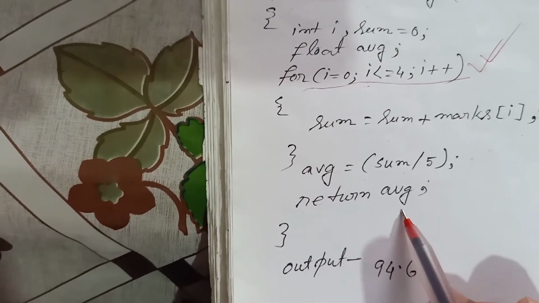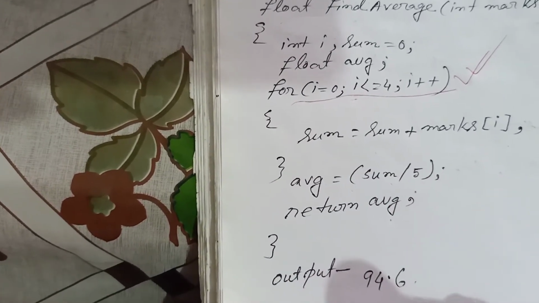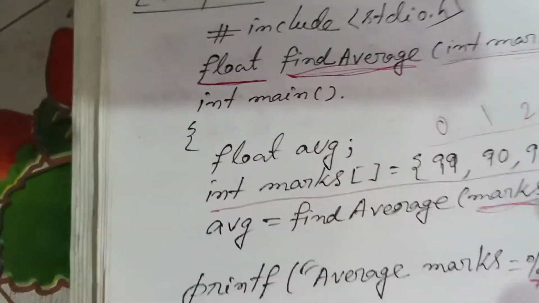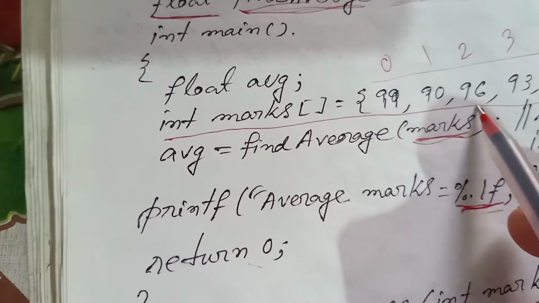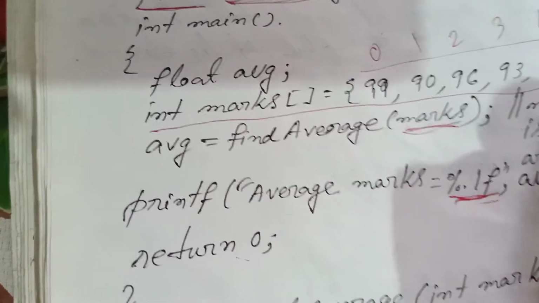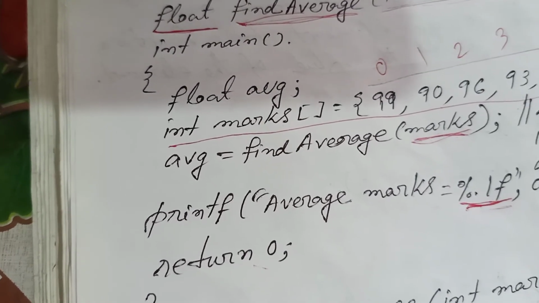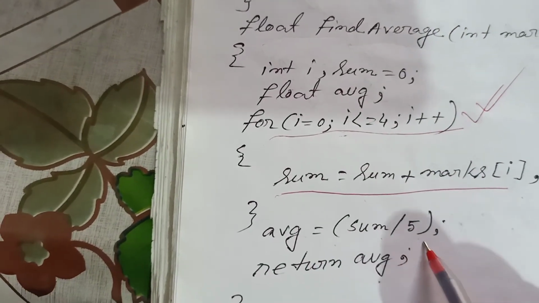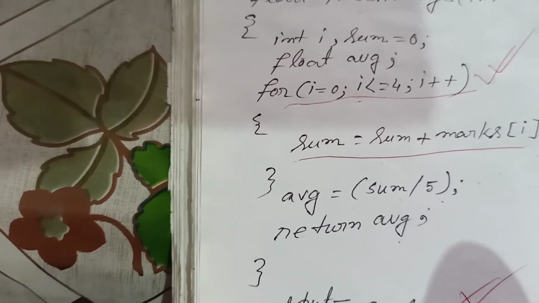Okay, so return avg. So what will be the output? 94.6, because when we are adding 99 plus 90 plus 96 plus 93 plus 95, we are getting the summation result here within the for loop. And that summation result is divided by 5, so we are getting the output 94.6.